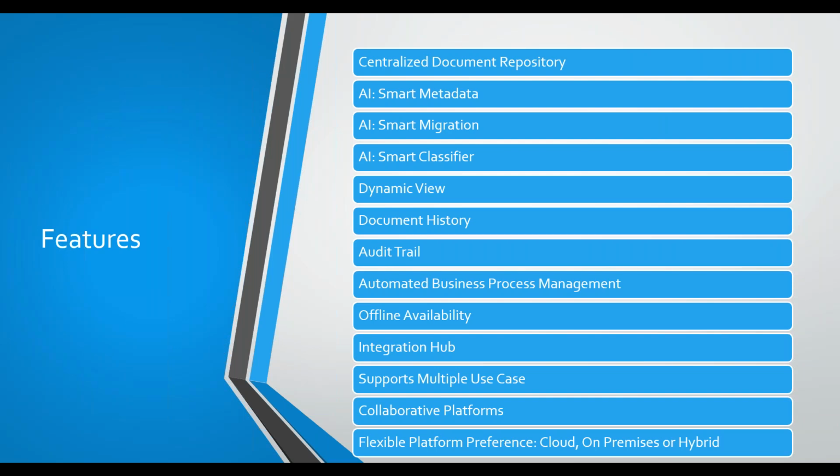Aside from that, M-Files also has a dynamic view, so one document can be found in many ways. Document history and audit trail, which is very important in terms of keeping track of your documents. It also has automated business process management, offline availability, which is great for those who travel often, and an integration hub whereby it shows what kind of other systems and processes it is able to connect with.